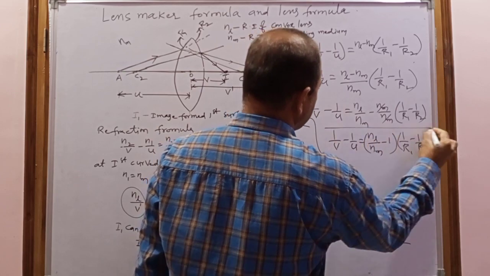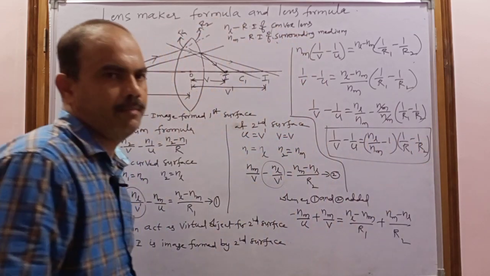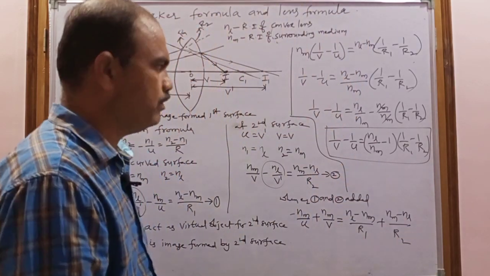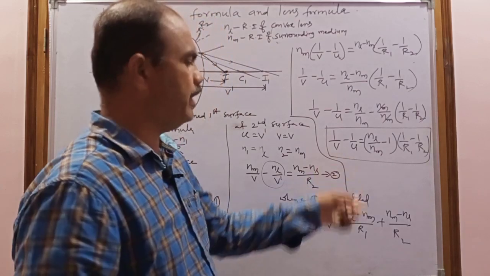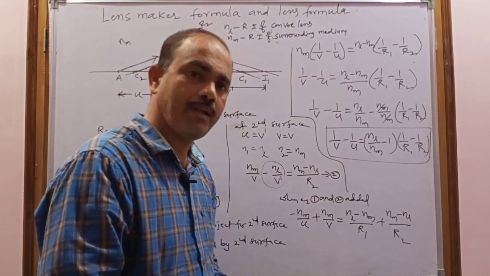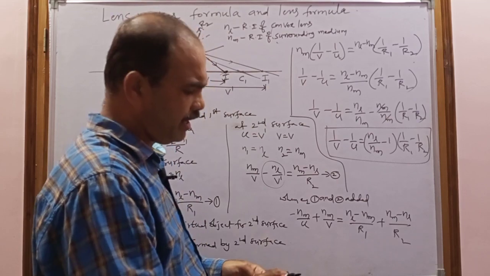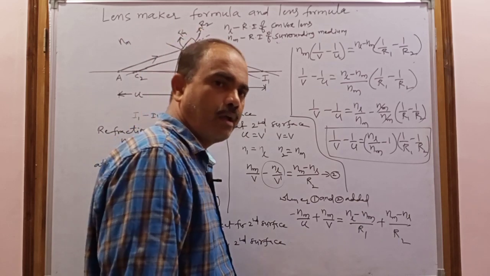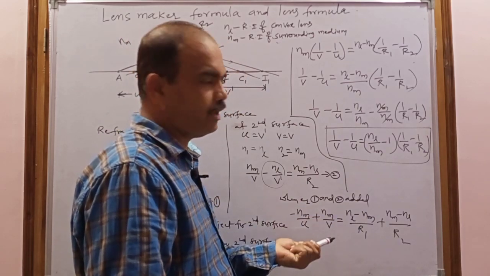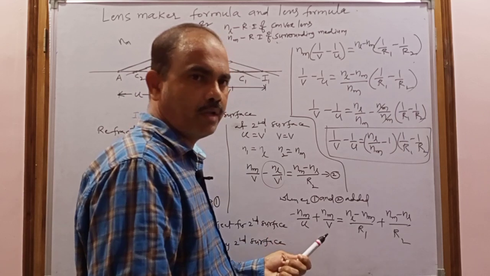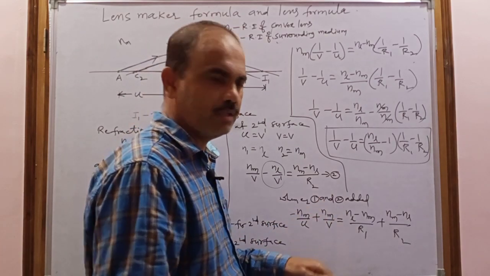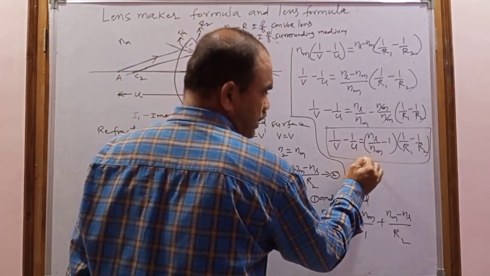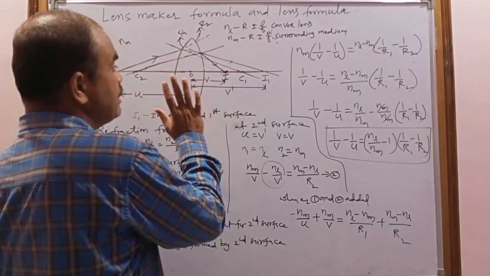So this formula is called the lens maker formula. This can be applicable for convex lens as well as concave lens, as well as any type of lens, that may be plano convex, plano concave, convexo concave, concavo convex, biconvex, biconcave. This equation is applicable for any lens, but when you are using this formula you have to apply the sign convention.